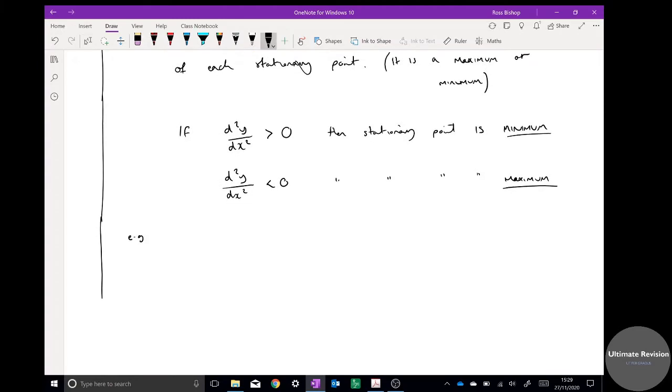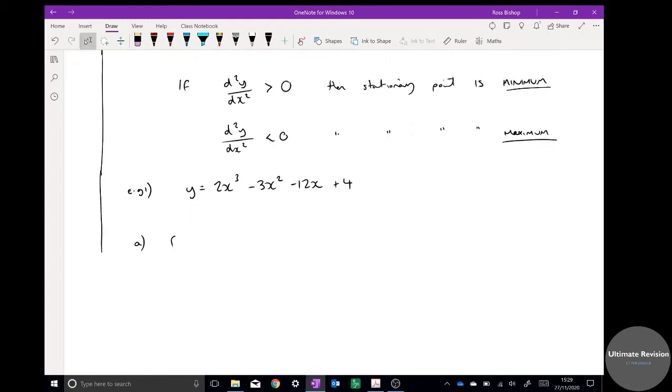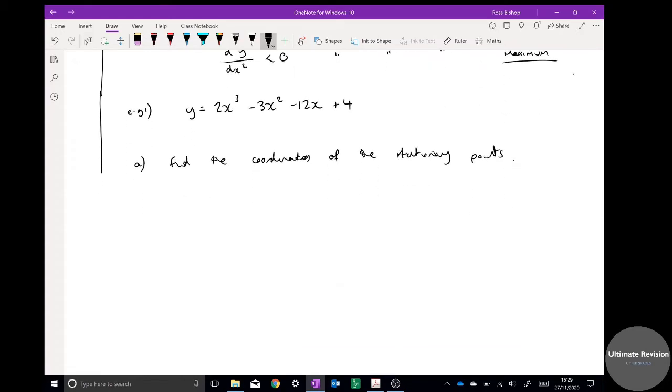So, example 1. I've given you a function, y equals 2x cubed minus 3x squared minus 12x plus 4. Part A, find the coordinates of the stationary points. This could be in an exam, maybe 3-4 marks.